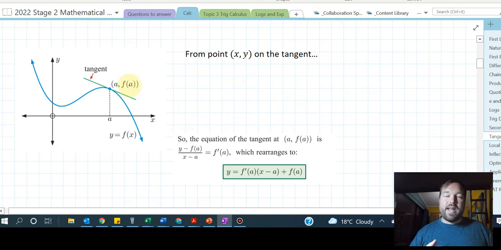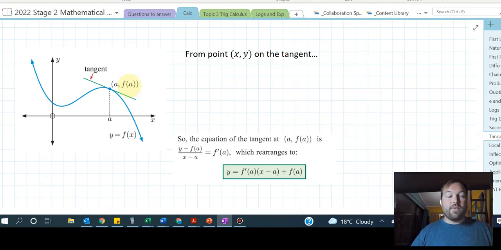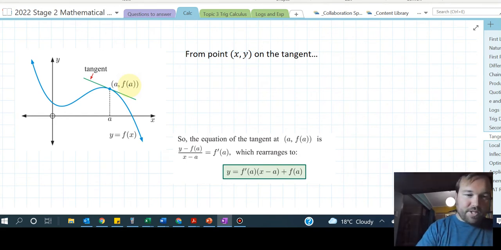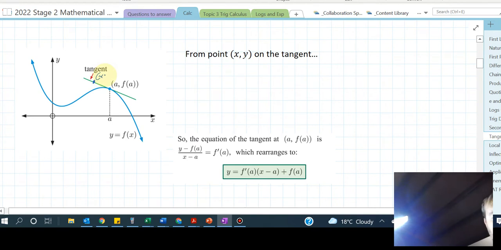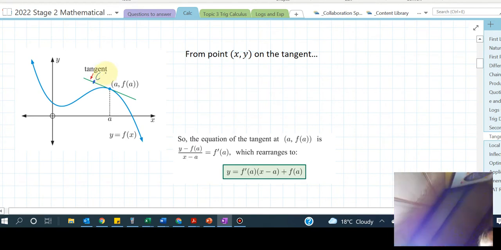The question is, then how do we find the equation of this tangent? And the way we find the equation of the tangent is pretty neat. So we find the equation of the tangent by just taking a random point on the tangent and calling it xy. The random point on the tangent, we call that point xy.